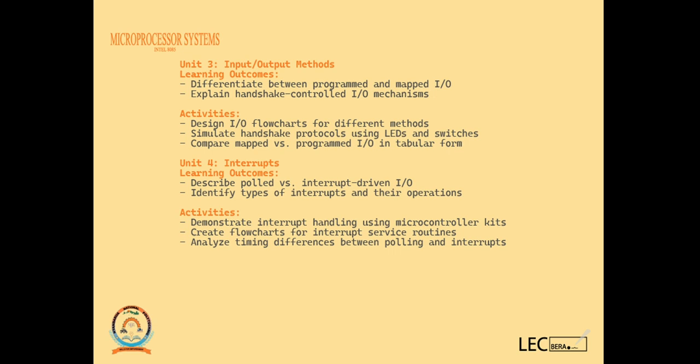The activities you are supposed to do under this unit are: demonstrate interrupt handling using microcontroller kits, create flowcharts for interrupt service routines, analyze timing difference between polling and interrupts.